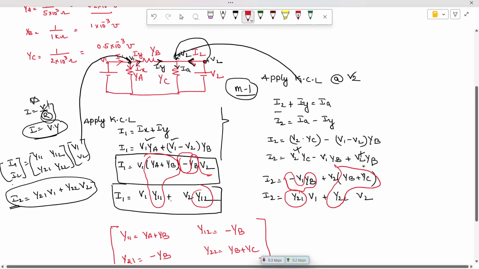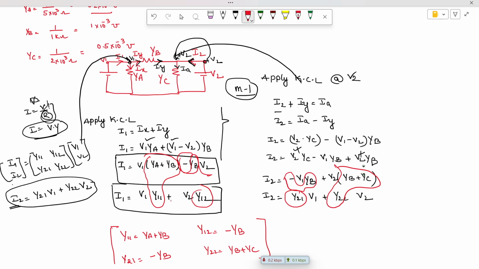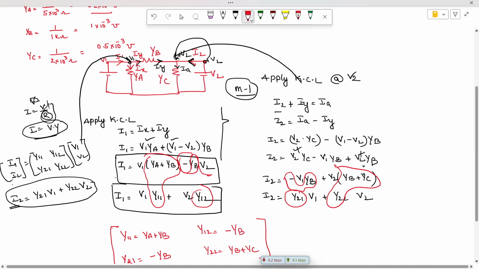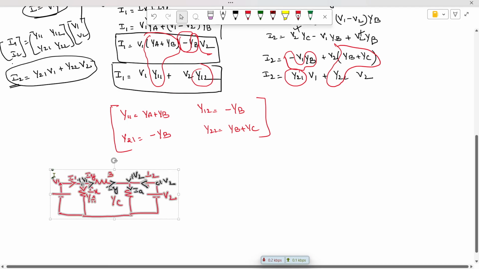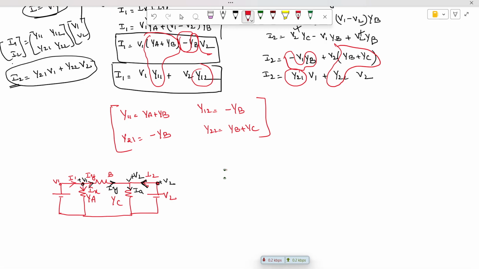But here previously I had taken that I2 is entering, Iy is also entering, and Ia is leaving the node. So let's try to do some modification. This is only method one I told. Let's try to do some modification, then you will get clarity on how to apply nodal analysis. This circuit is really very interesting when you do it by a number of methods. If you do it by one method, you don't feel any interest.